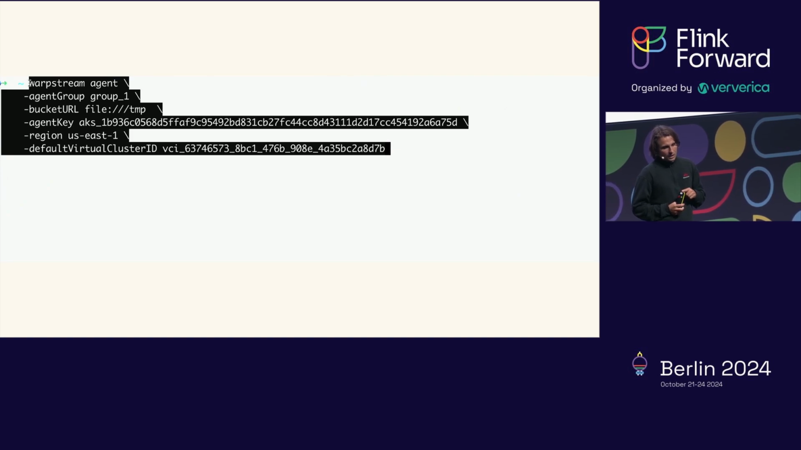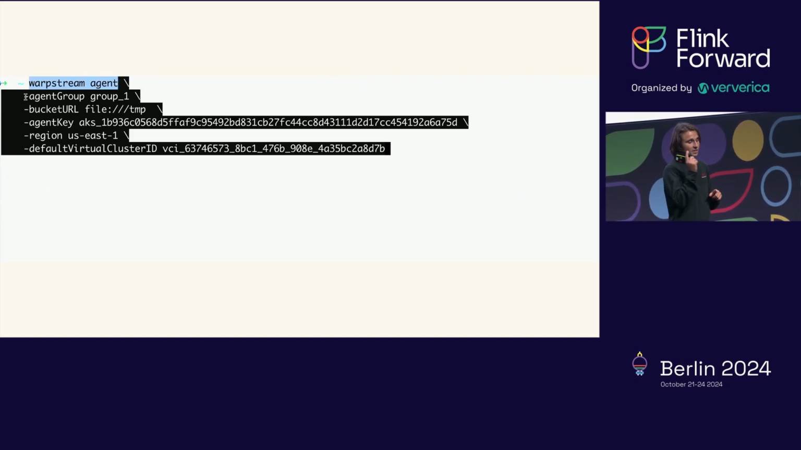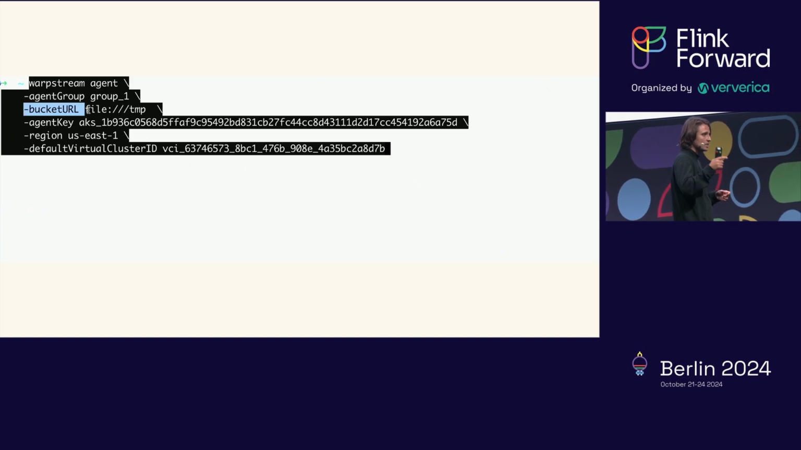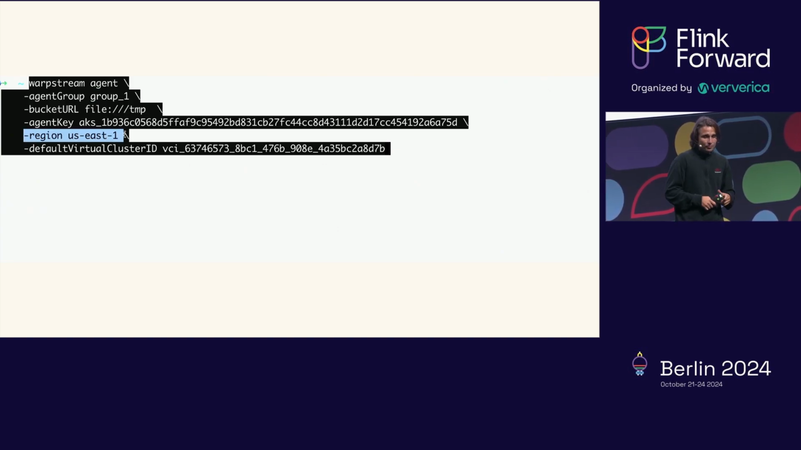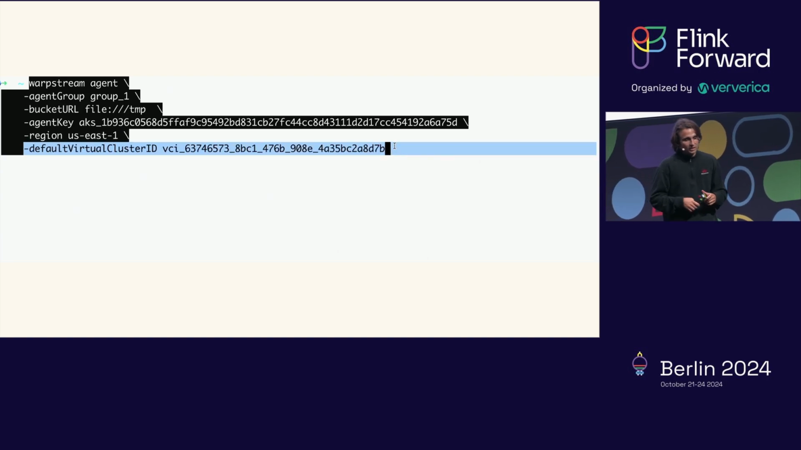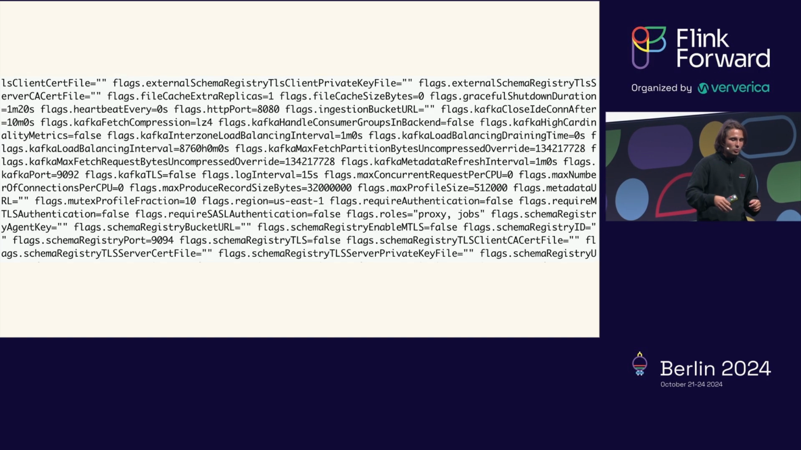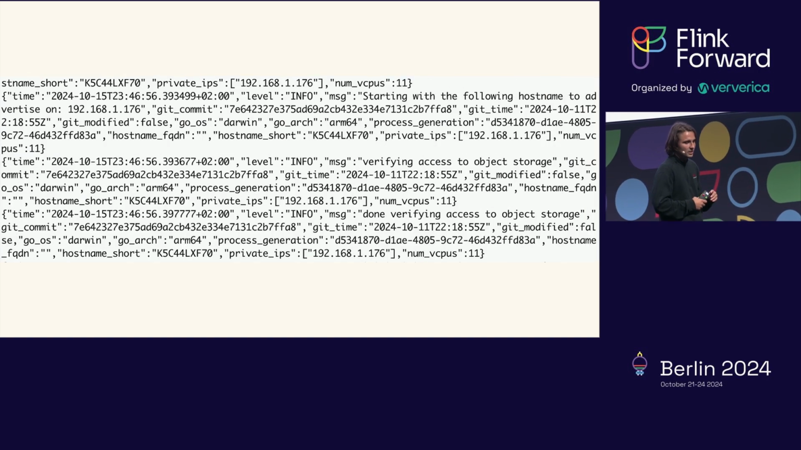And then, after specifying that command, we are going to specify the agent group, which is the name of the group, the bucket URL, where usually is an S3 URL, but in this case, it will just be a local file, the region of the cluster, and the cluster ID. Then there is also an agent key out there, which is for authentication, but it's not very interesting.